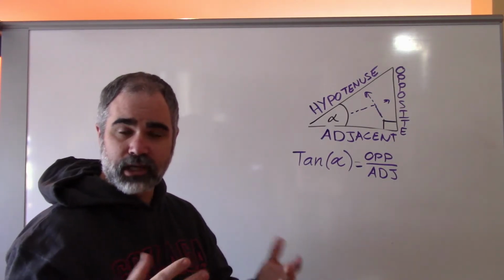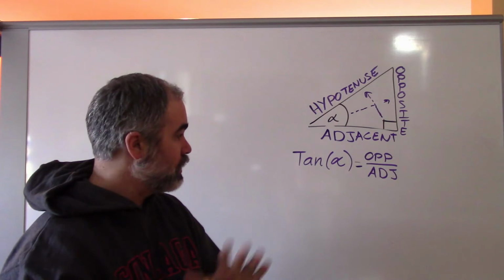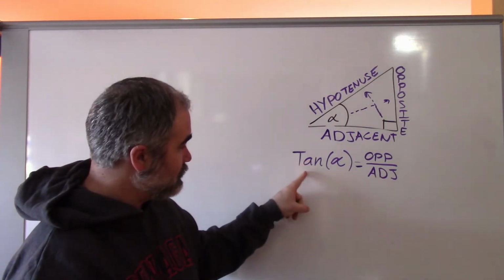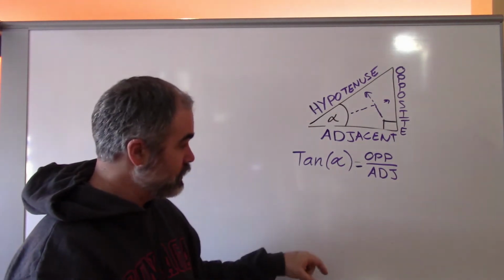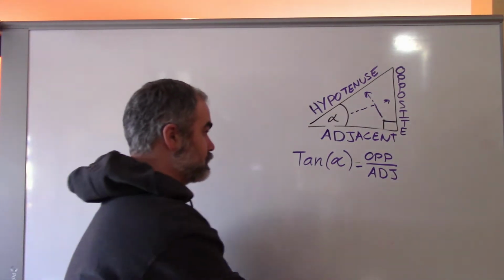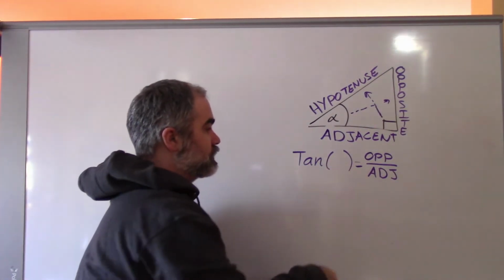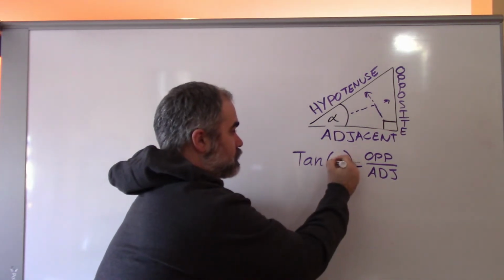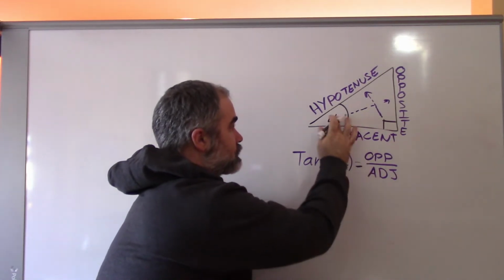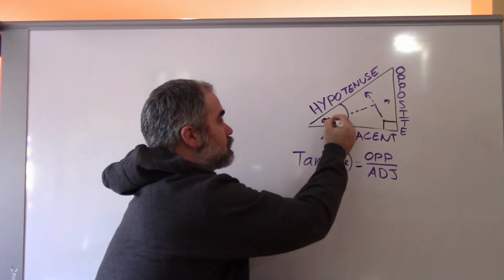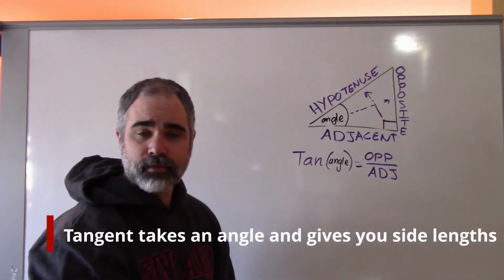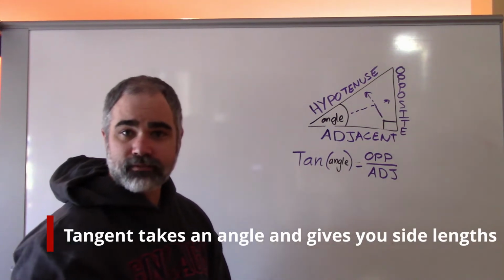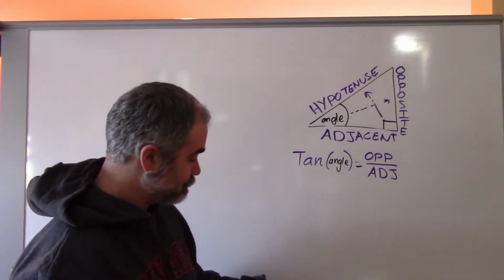So we're going to look at a few examples, and we're going to try to figure this out. But what I want you to remember is that tangent takes an angle and gives you side lengths. Okay? You might even want to write that in your notes. Tangent takes some angle, whatever that is, and turns it into side lengths. Okay? And we use those side lengths to find everything else about the triangle.